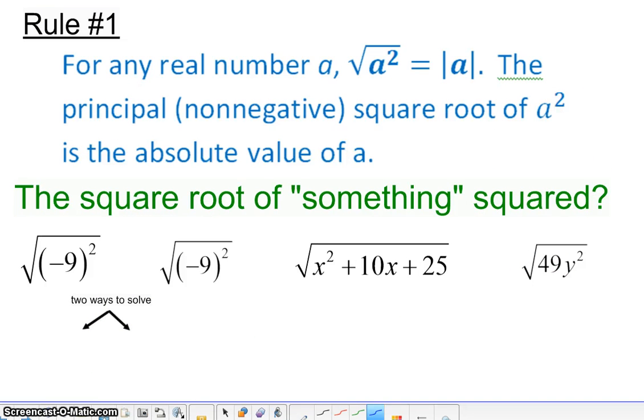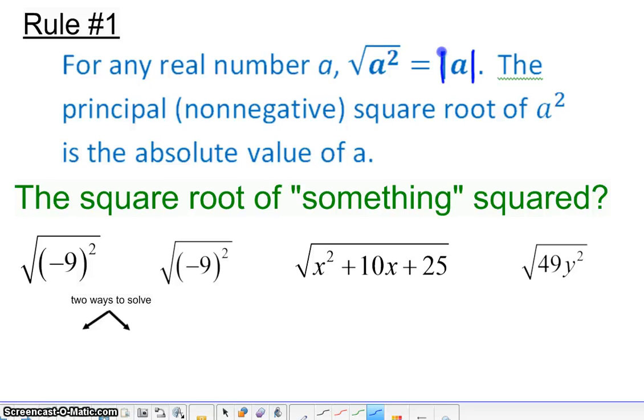There are three rules that I'd like to cover in this section. Rule number one is for any real number a, the square root of a squared equals the absolute value of a. So keep that in mind for a lot of the answers. The principal square root of a squared is the absolute value of a. So you're always going to have a positive answer.